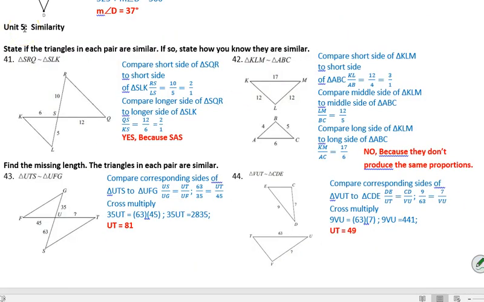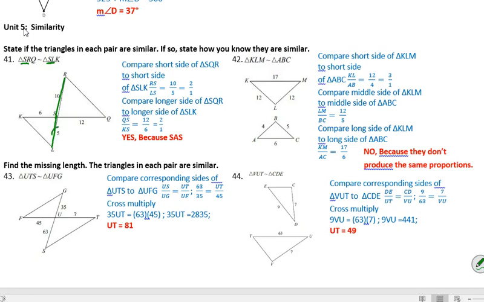Number 41 says, state if the triangles in each pair are similar. If so, state how you know they are similar. So we have to compare some sides here. I notice I've got a short side here and a short side there. LS is right there, and SR, or RS, is right there. So that's what we're going to compare: 5 over 10 or 10 over 5, it doesn't matter which one we do on top. Then we see if we get the same ratio.